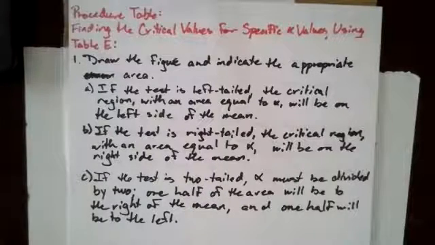Here's a procedure table for finding the critical values for specific alpha values using table E. First, draw the figure and indicate the appropriate area. If the test is left-tailed, the critical region with an area equal to alpha will be on the left side of the mean. If the test is right-tailed, the critical region with an area equal to alpha will be on the right side of the mean. If the test is two-tailed, alpha must be divided by 2. One half of the area will be to the right of the mean, and one half will be to the left.